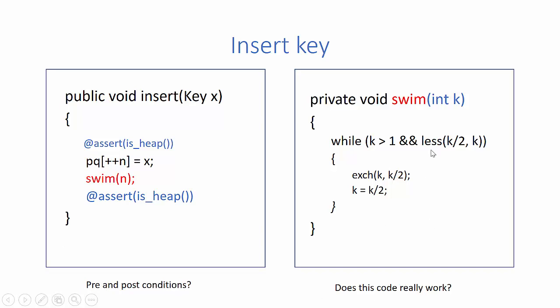The only thing you want to make sure is that as you swim this key up the tree, it still remains a heap. That's one of the things. So we have to ask the question: does this code really work? We may have to violate the invariant of the heap property, because we assume that before we insert it's a heap, and after we insert it's still a heap, right? So that's important. And we know that this is going to be at most 1 plus log n compares, because the height would be log n, and if you swim all the way up, it's one more than the number of edges.